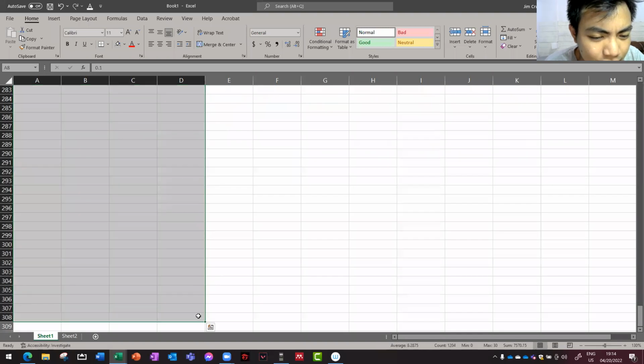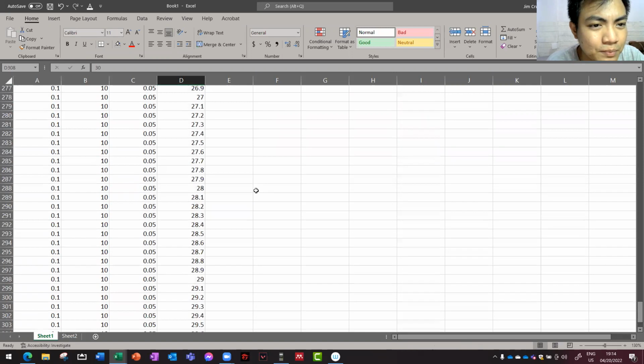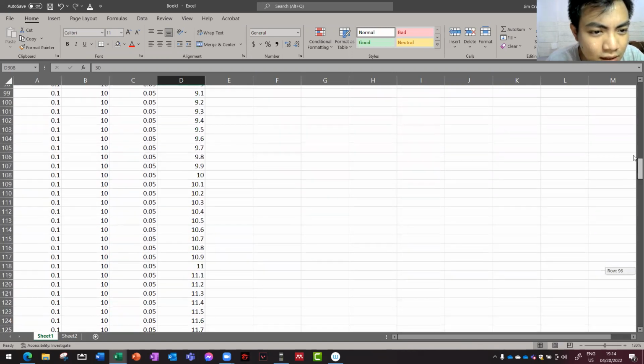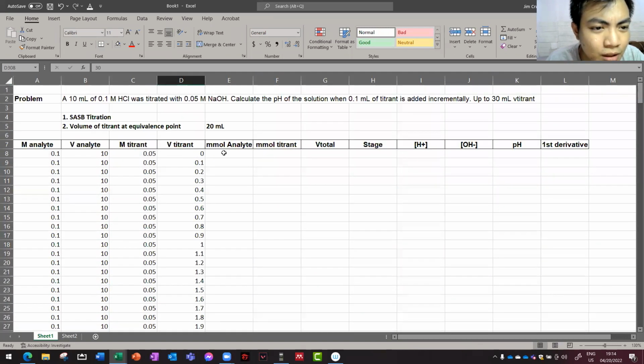Okay, so there you go. So now the volume of titrant is 30. As you can see, Excel automatically plugged in the volume of the titrant per 0.1 increments.